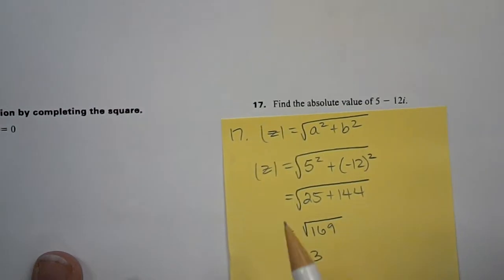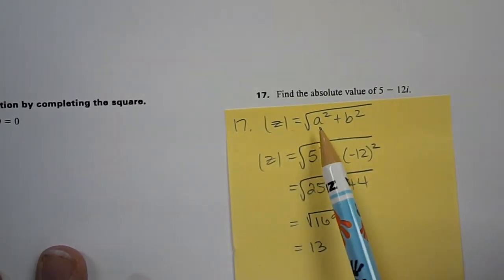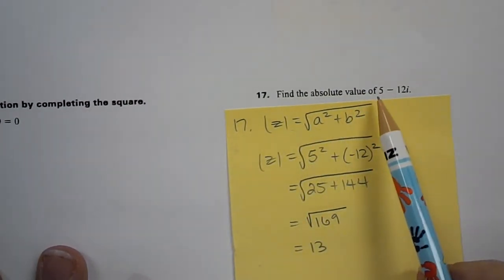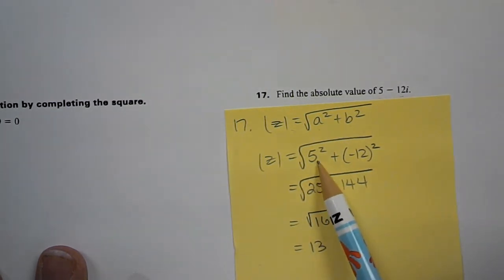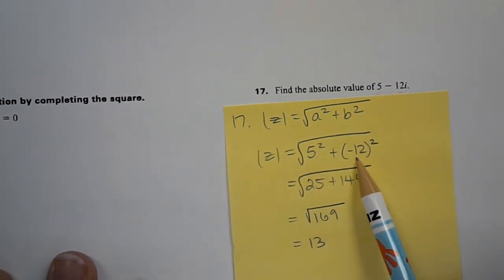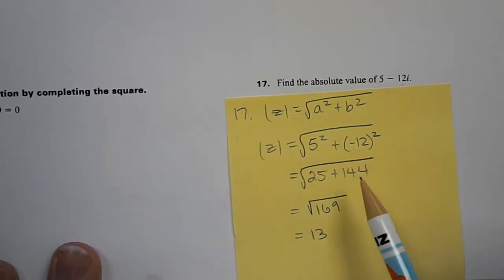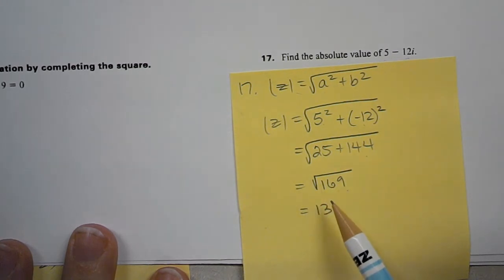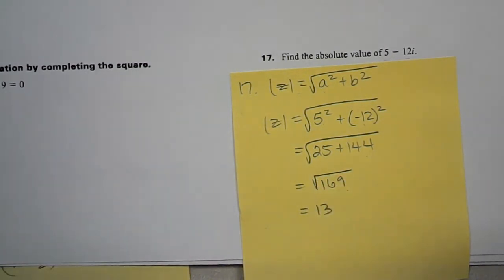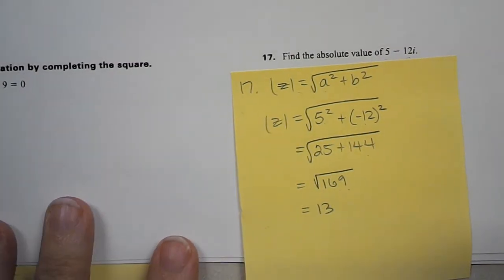You needed to know that the absolute value is the square root of a squared plus b squared. Here's a, here's b. So a squared is 5 squared, b is negative 12, you square it, you get 144. When you add those up, you get 169. It's handy to go in your calculator to see if there's an actual square root of 169. It happens to be 13.